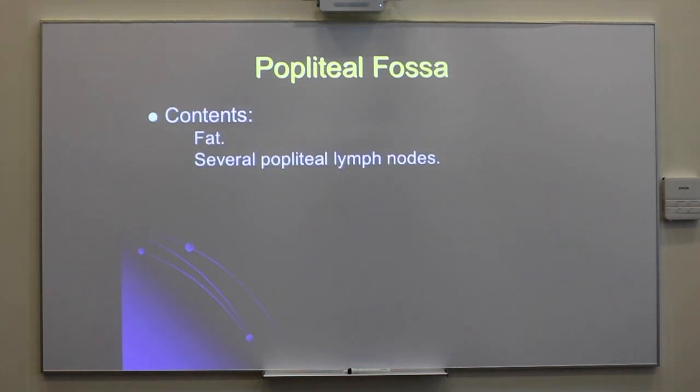Okay, then the contents of the popliteal fossa include the popliteal pad of fat. There are several popliteal lymph nodes there. Mainly the popliteal fossa is important because, like the femoral triangle, it is a neurovascular bundle. The neurovascular bundle of the leg is going to pass through the popliteal fossa and then enter into the leg. So you have mainly the popliteal artery, the popliteal vein, and the tibial nerve, which are the major contents of the popliteal fossa, besides the pad of fat and popliteal lymph nodes.